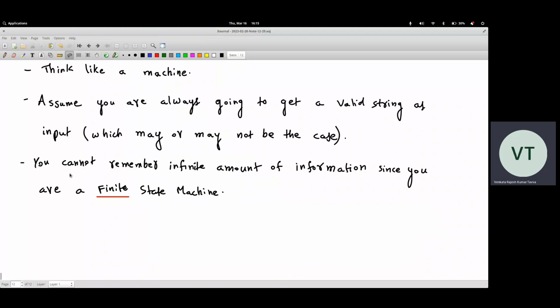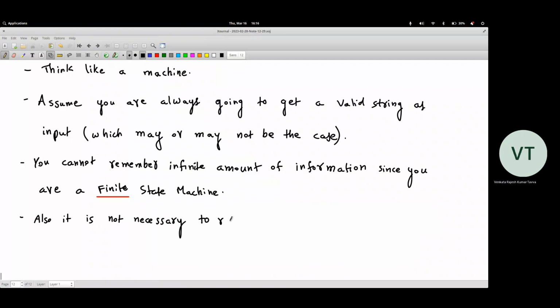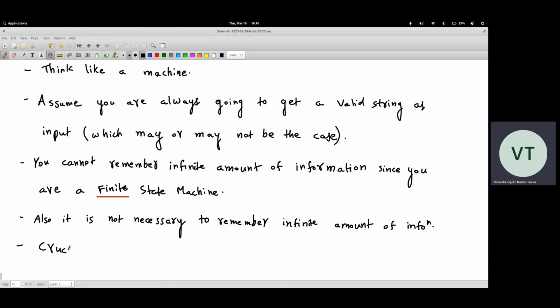You cannot remember infinite amount of information since you are a finite state machine. Also, it is not necessary to remember infinite amount of information. Crucial information, that is what we call as pattern, is only finite.